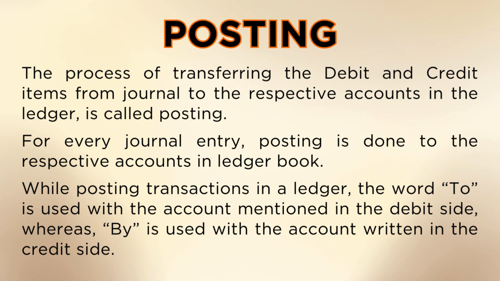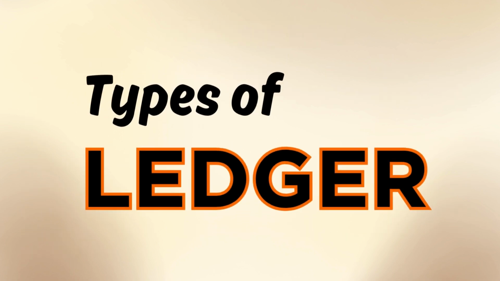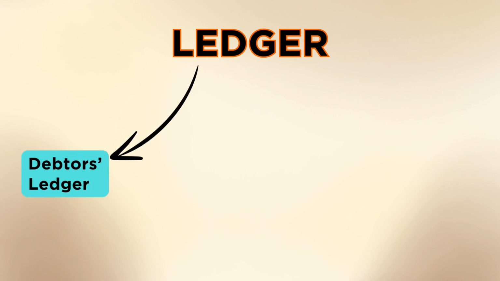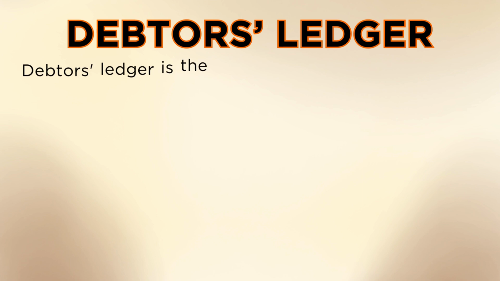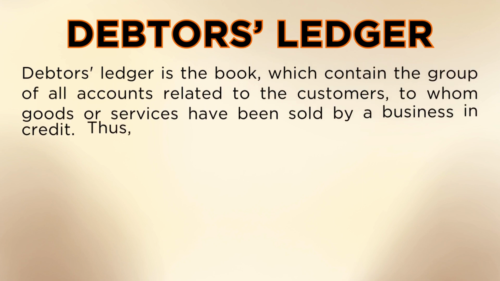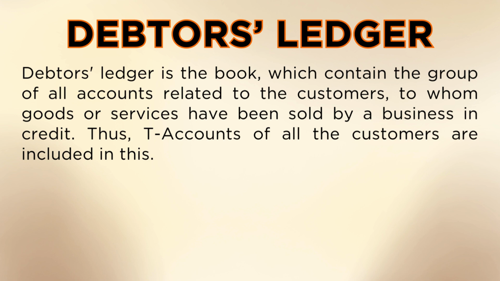Now let's go through the types of ledger. Primarily, ledger is of 3 different types: debtors ledger, creditors ledger, and general ledger. Let's understand more about all these types of ledger. First one, that is debtors ledger, is the book which contains the group of all accounts related to the customers to whom goods or services have been sold by a business in credit. Thus, T accounts of all the customers are included in this.